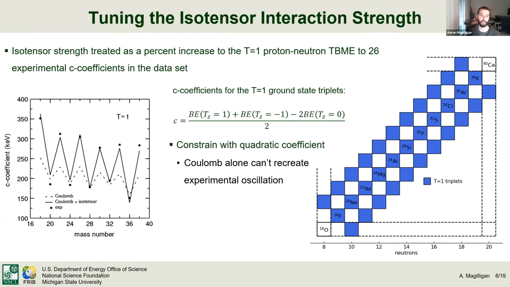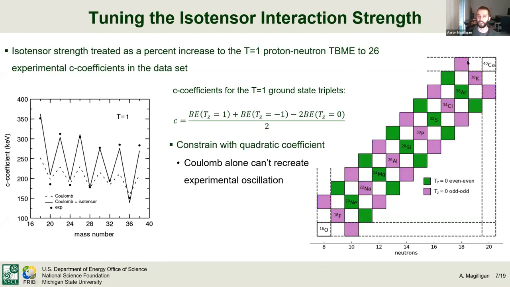And what we're going to look at first are the C coefficients. We're going to look at the T=1 C coefficients because they're easiest to visualize. On the left here, we're plotting the experimental T=1 C coefficients across the SD shell in these black points. And then we have this dashed line, which shows the C coefficients if our theory only had Coulomb and no isotensor. So you see, if we only include Coulomb, we get a very small oscillation, but nowhere near the strength of the experimental oscillation. So first, let's understand where this oscillation comes from.